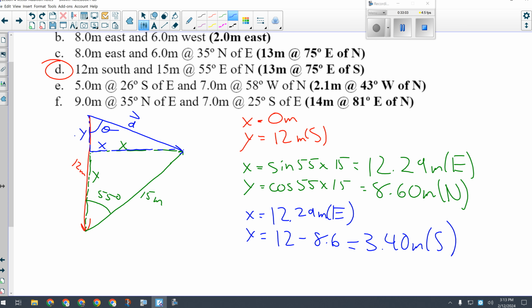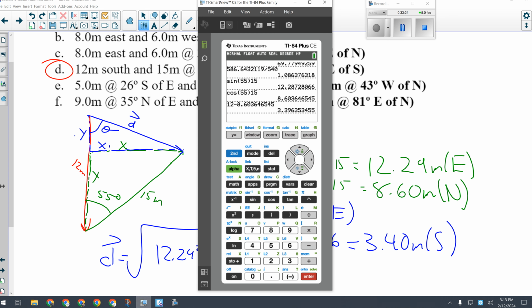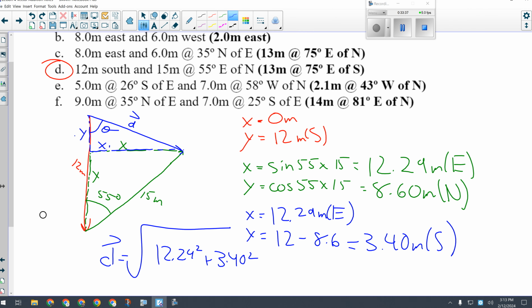Okay, so now I know what blue Y and blue X are. Now I can calculate my overall displacement magnitude. So that'll simply be 12.29 squared plus the 3.40 squared. So that number squared plus that number squared, square rooted. We're looking at 12.75 meters for D.